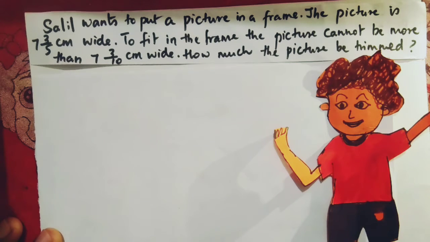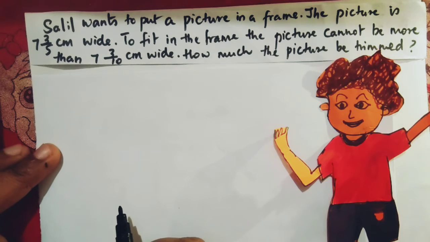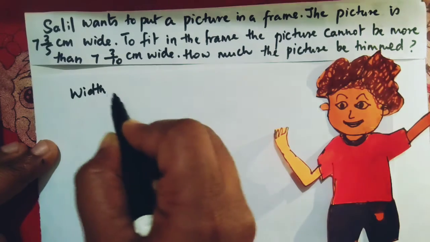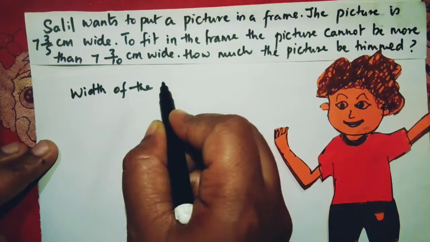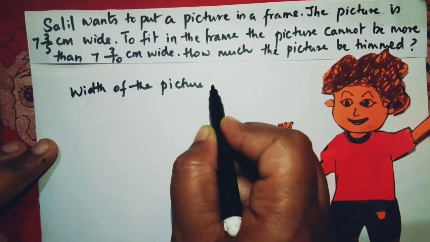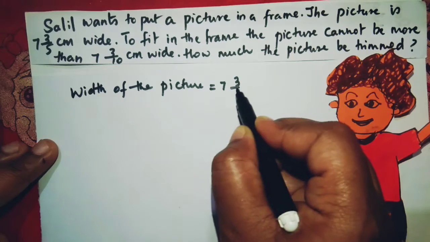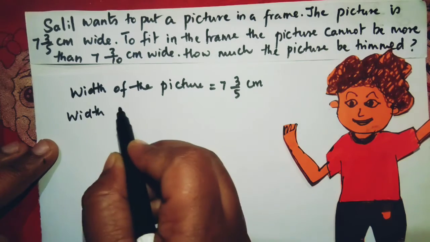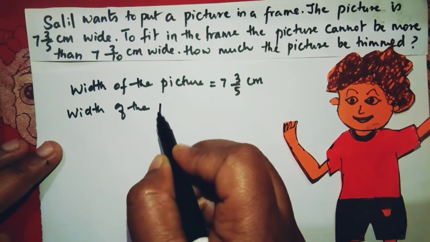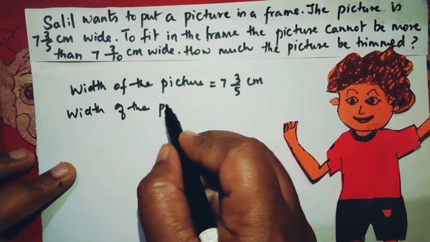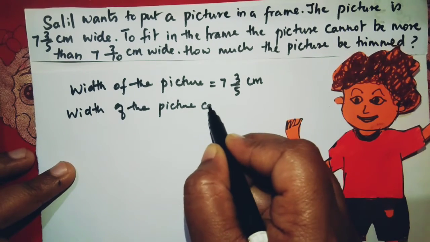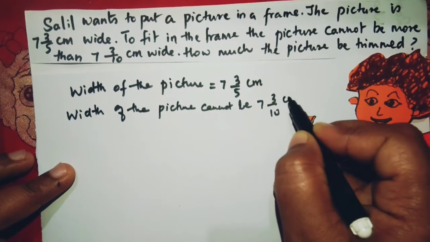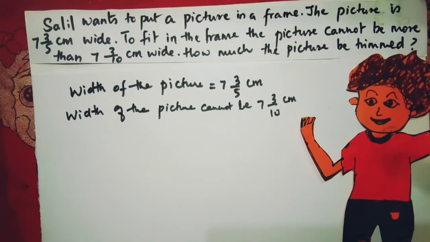The picture is 7 3/5 centimeter wide. So the width of the picture is equal to 7 3/5 centimeter. Now the width of the picture cannot be more than 7 3/10 centimeter. So what you need to do? So it should be trimmed.